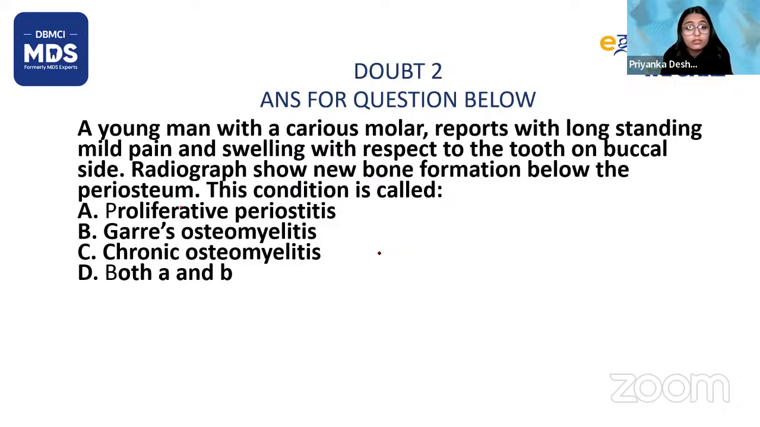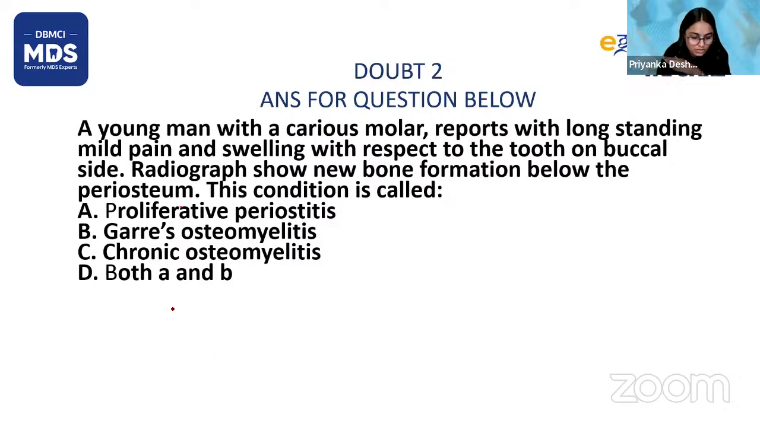Radiograph shows new bone formation below the periosteum, and this condition is called as A proliferative periostitis, B Garre's osteomyelitis, C chronic osteomyelitis, and D both A and B. All right. So they have mentioned the key points, that is a young man with carious molar, so there is a long-standing infection and swelling. Okay, and the patient is having mild pain, and they have mentioned radiographic features of new bone formation.